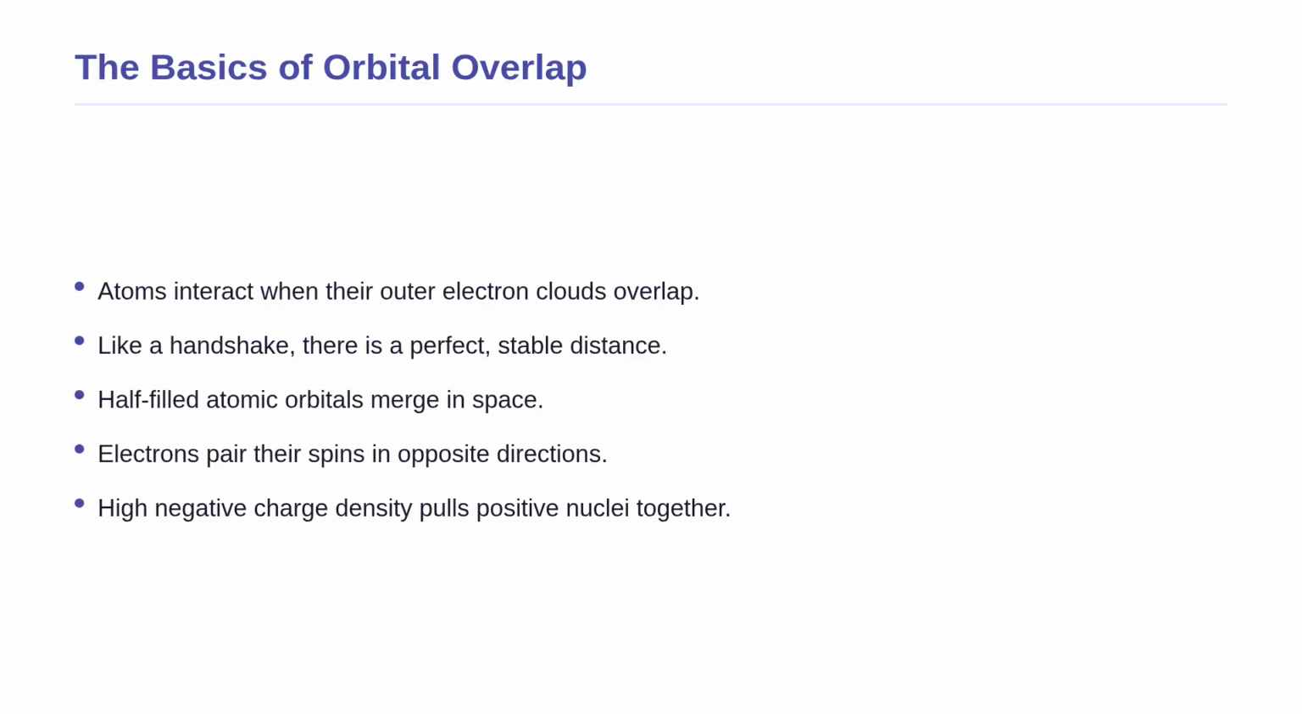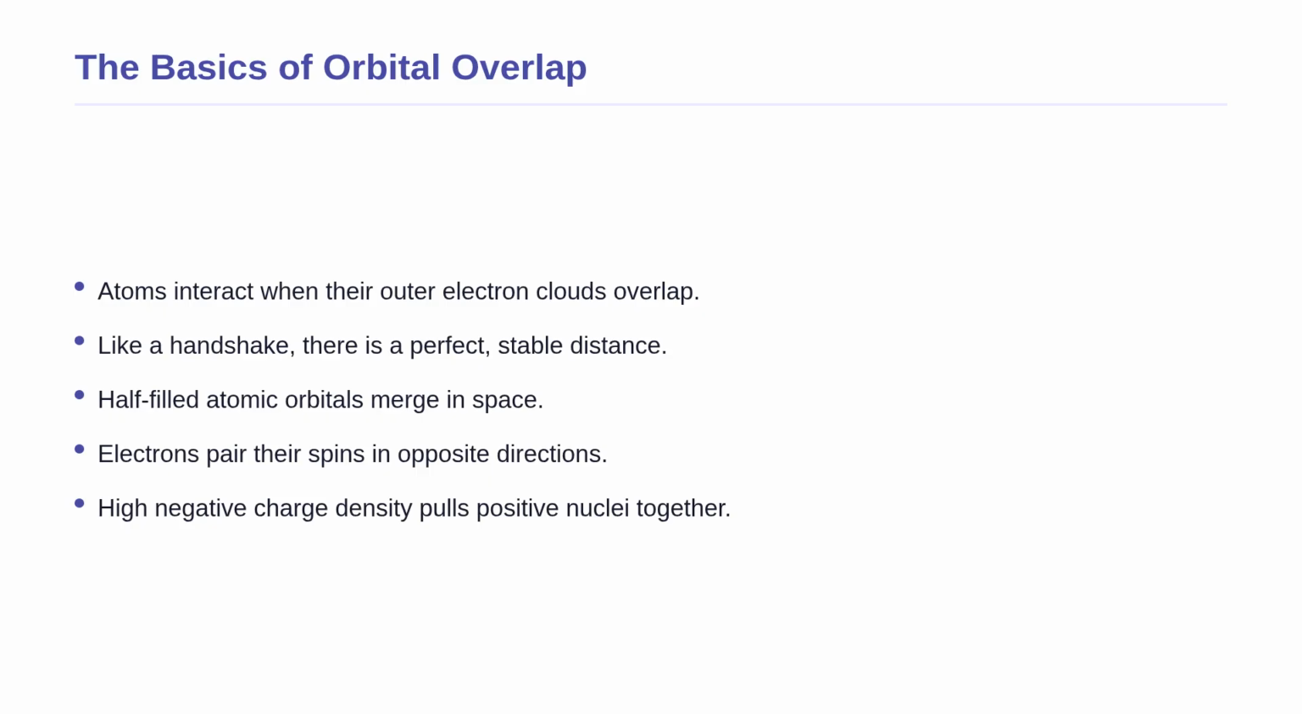Let us start by imagining two people walking toward each other to shake hands. When far apart, they do not interact. But at the perfect distance, their hands overlap to create a stable connection. Valence bond theory is exactly like this handshake, but for atoms.